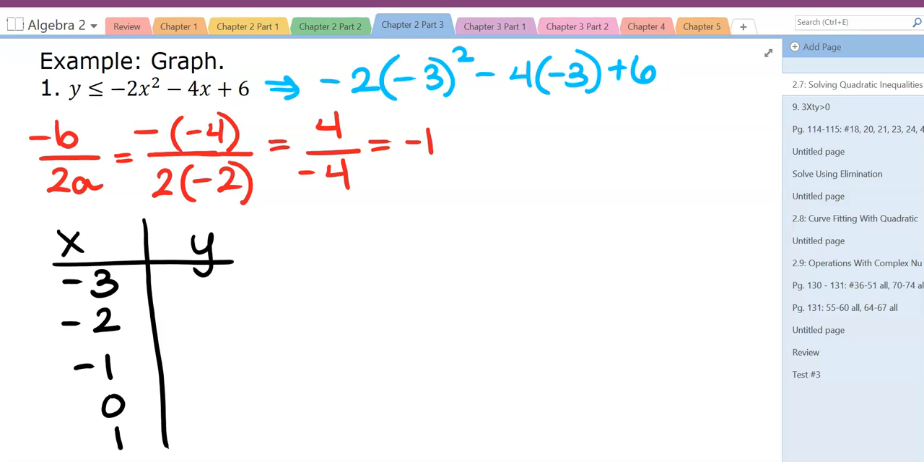Yep, because then if you're on the calculator like that, you can just move up and down through your table, and it really won't change things. So if you're doing this, for -3 you should get 0. For -2 you should get 6. -1 is 8. And then they're going to start repeating that process. So 0 is a 6, 1 is a 0.